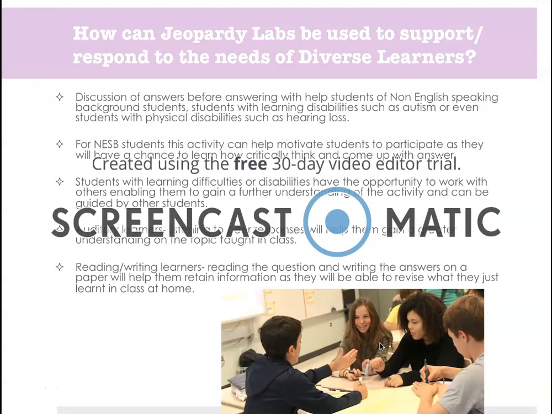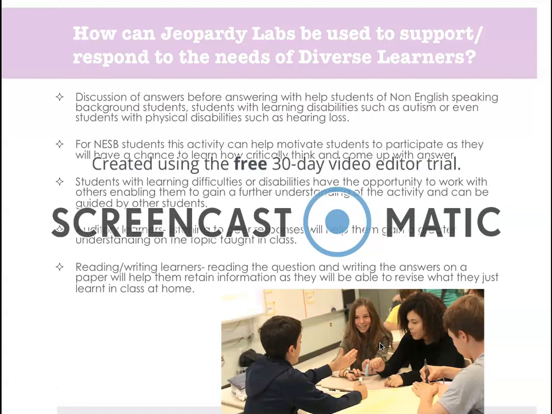Students are encouraged to discuss their answers amongst their groups, which will allow for the development of non-English speaking background students, students with learning disabilities such as autism, or even students with physical disabilities such as hearing loss. Students who don't speak English can use the activity to motivate them, as when they participate, they will have a chance to learn how to critically think and come up with the answer with their peers. Students with learning difficulties or disabilities have the opportunity to work with others, enabling them to gain a further understanding of the activity and can be guided by other students.